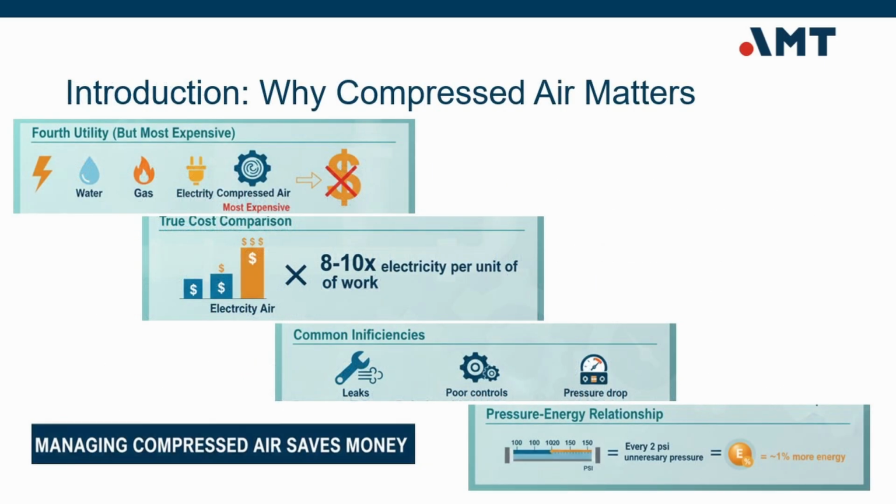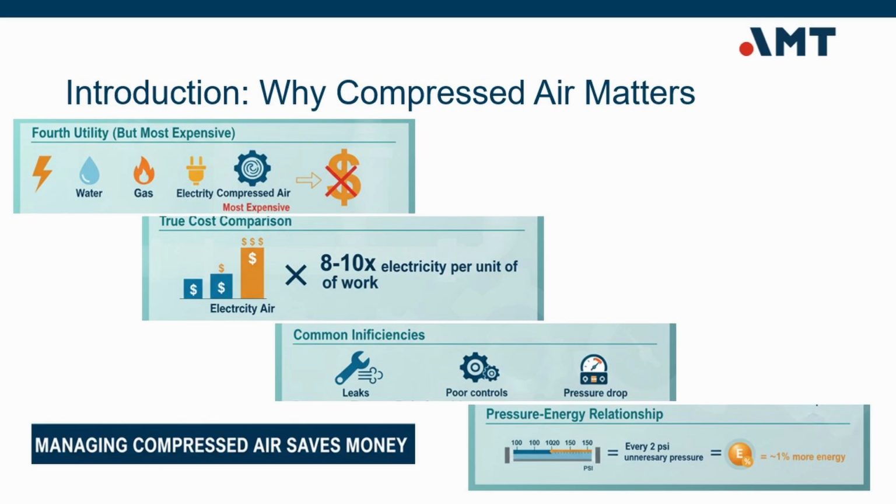Compressed air is often called the fourth utility, after electricity, water, and natural gas. But there's an important difference. Electricity, water, and gas are typically metered. They show up clearly on utility bills. Their cost is visible. Compressed air usually is not. Instead, compressed air cost is hidden inside the electricity bill. There is no separate line item that says compressed air. And because it's hidden, waste can continue for years without being noticed.